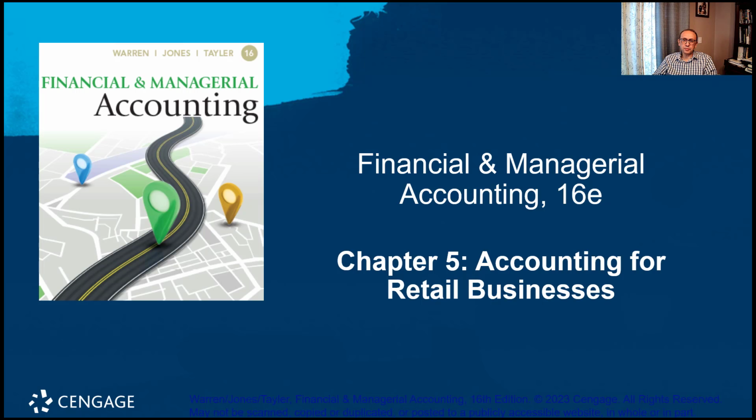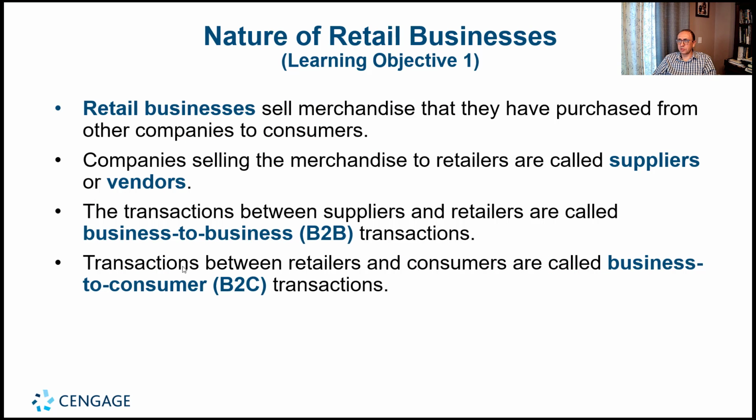But starting from today, we're going to see a new kind of business, which is the retail business that involves inventory. To get an idea about the nature of retail businesses, as it says here, retail businesses sell merchandise that they have purchased from other companies to consumers. Companies selling the merchandise to the retailer are called suppliers or vendors. We can sometimes use the term suppliers, sometimes vendors, but they're the same. They are the ones who supply the merchandise to the retail business.